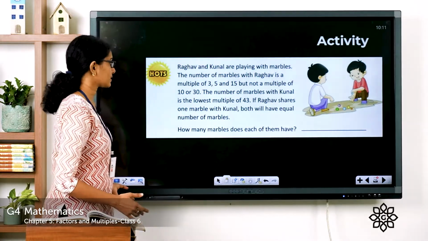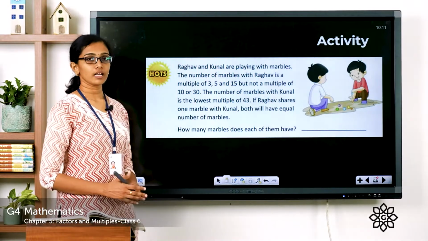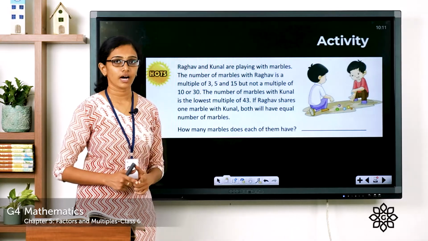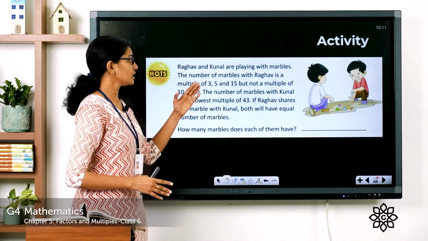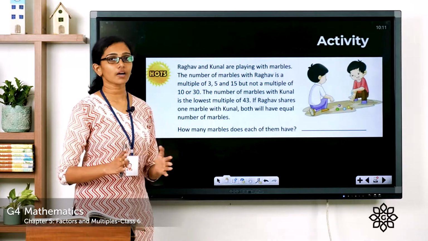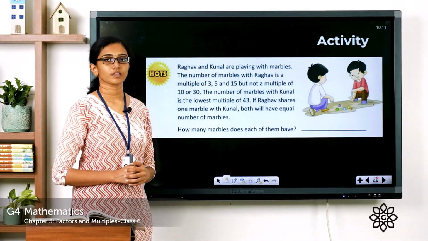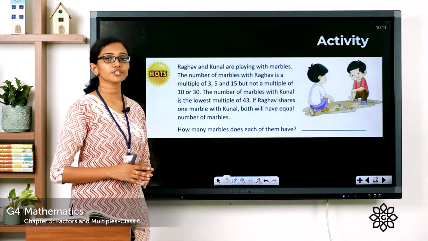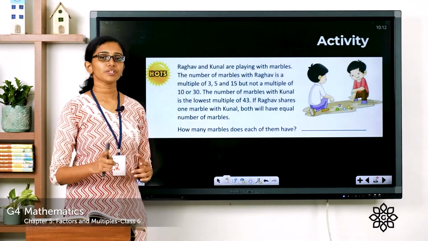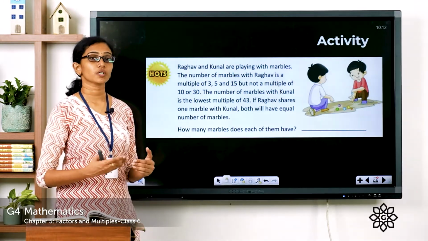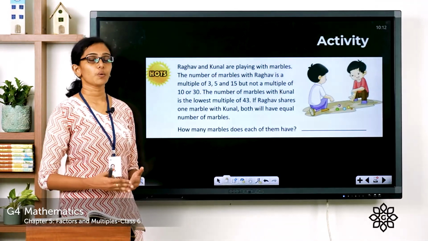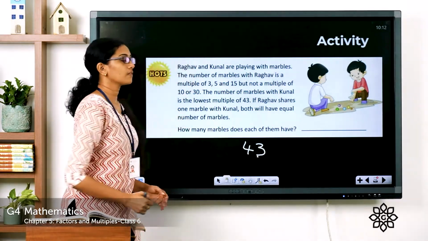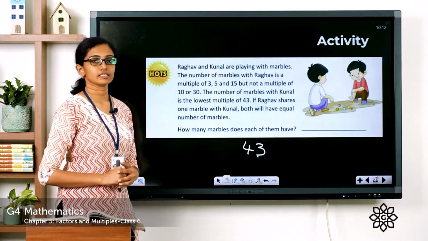So what is mentioned in the question? Raghav and Kunal have some marbles with them, and the number of marbles that Raghav has is a multiple of 3, 5 and 15, but not a multiple of 10 or 30. And the number of marbles that Kunal has is the lowest multiple of 43. Which is the lowest multiple of 43? It is 43 ones, or 43 into 1 is equal to 43. So 43 is the number of marbles that Kunal has.